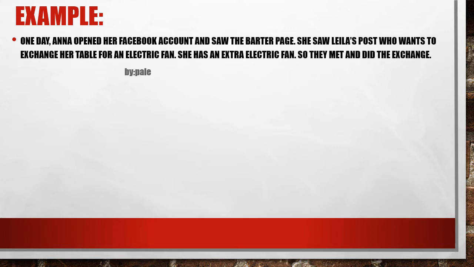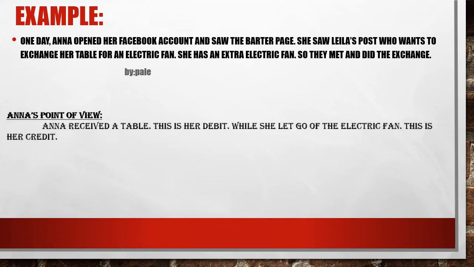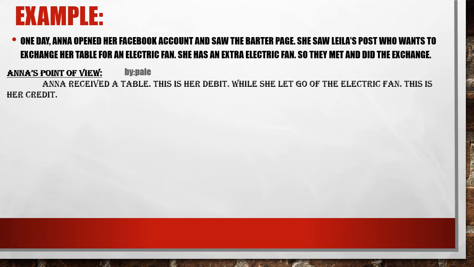for example, we are Anna. What did we give? It's the electric fan. What did we receive? A table. So, Anna received a table, so this will be her debit, while she let go of the electric fan, this is her credit. So, again, debit is value received. So, what did we receive?